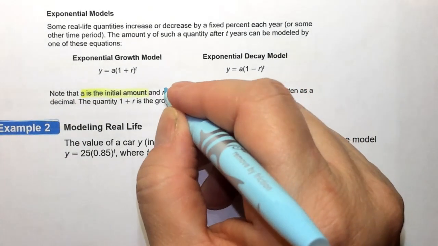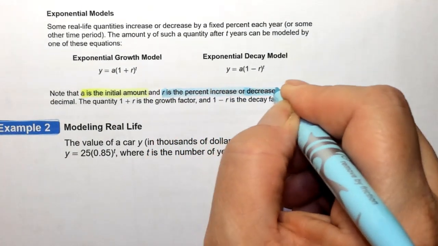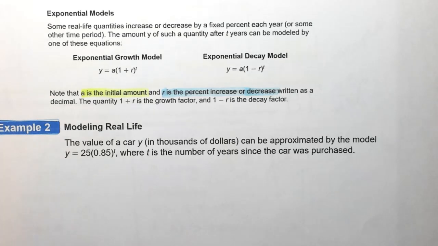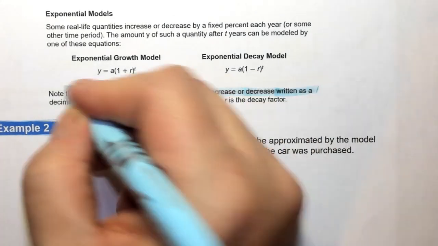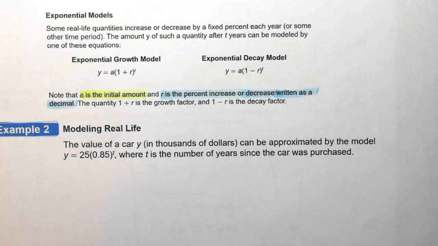R is the percent of increase or decrease, written as a decimal. All right, I know y'all love decimals. You hate fractions. Love decimals. The quantity 1 plus r is the growth factor, and 1 minus r is the decay factor.